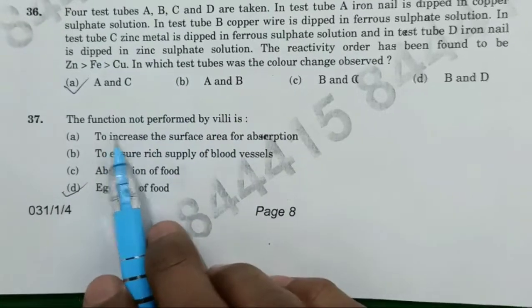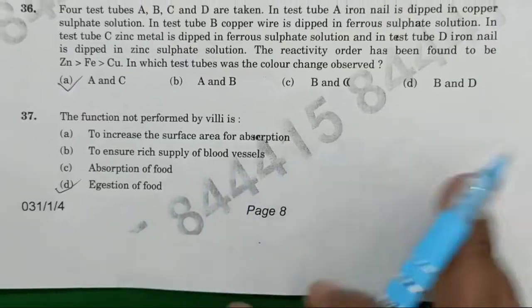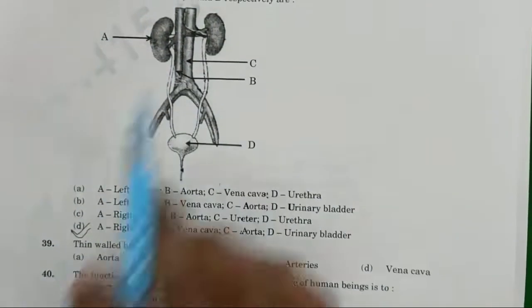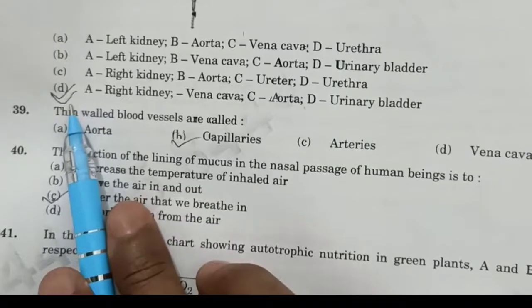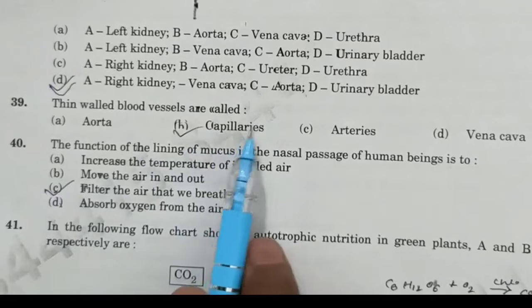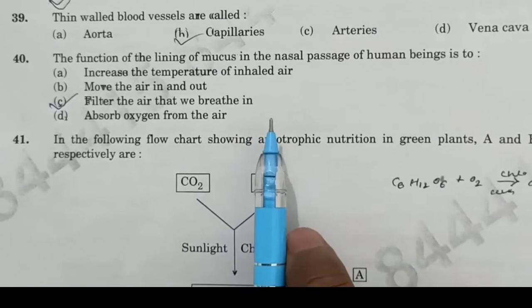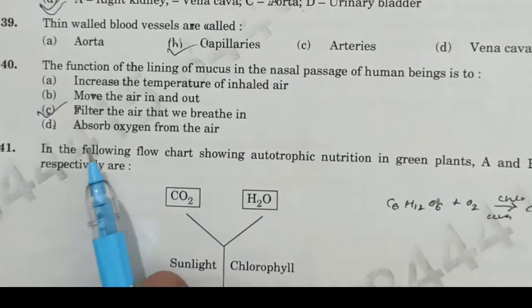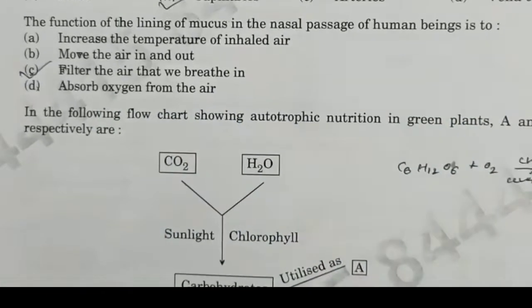Now 37, the function not performed by villi is, its answer is D, ingestion of food. Question number 38, in the given diagram A, B, C and D respectively are, D. Okay, now 39, the thin walled blood vessels are called, its answer is B, capillaries. 40, the function of the lining of mucus in the nasal passages of human beings is to, its answer is C. Okay, filter the air that we breathe in.